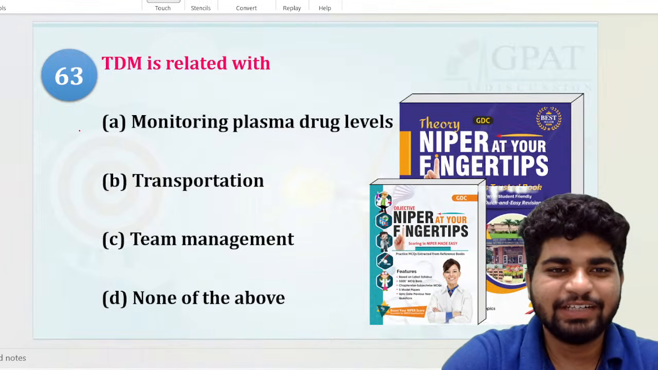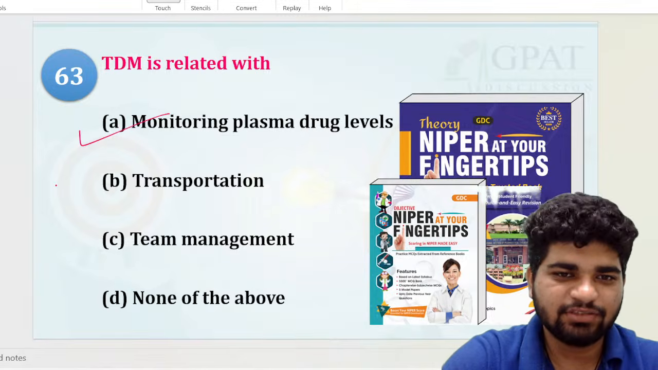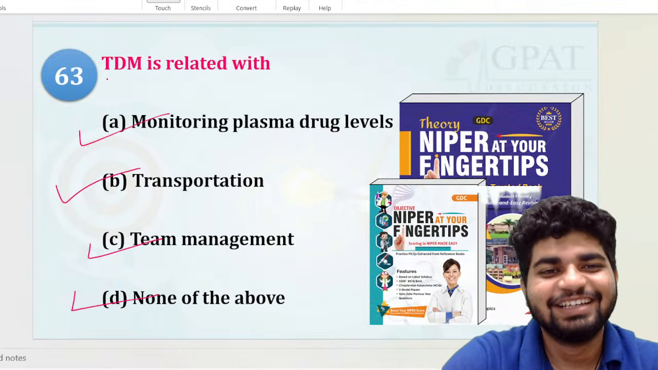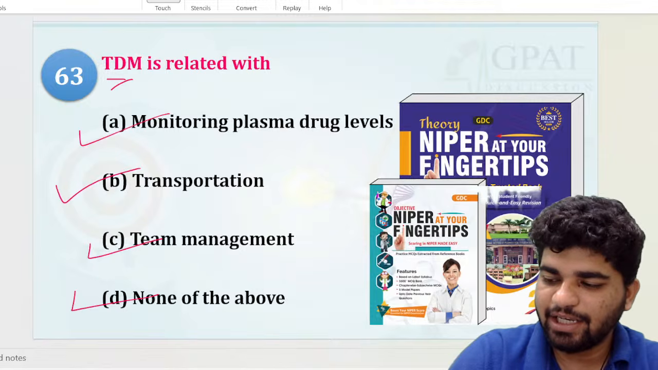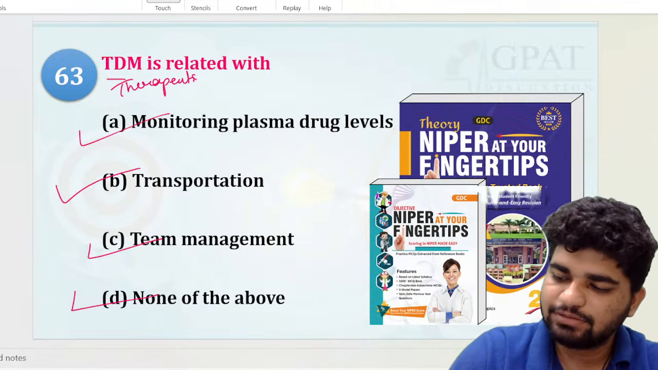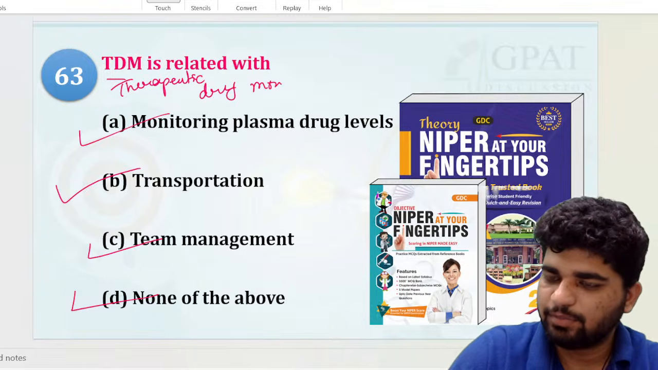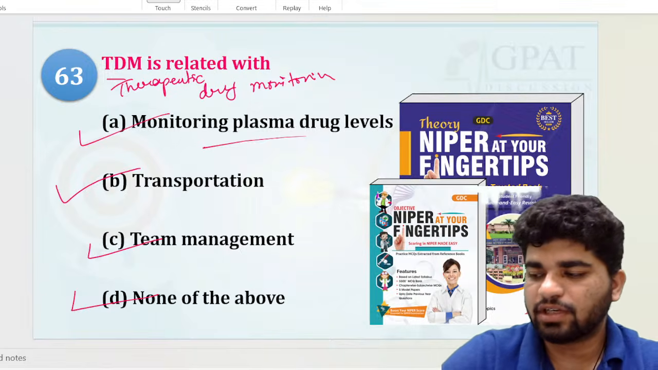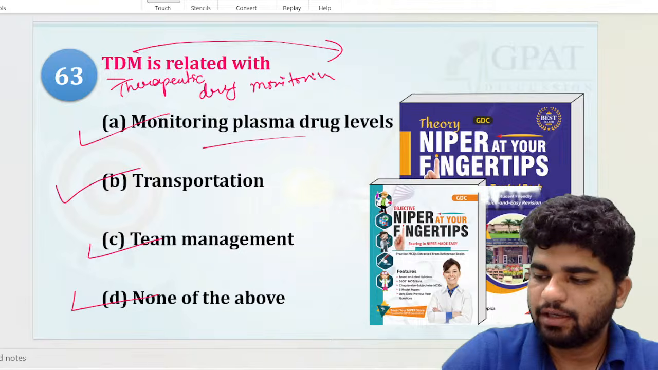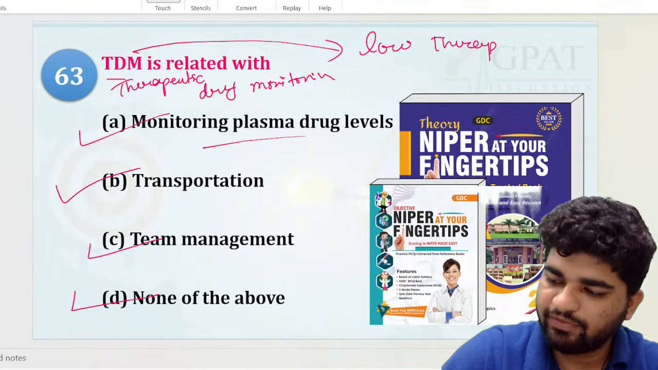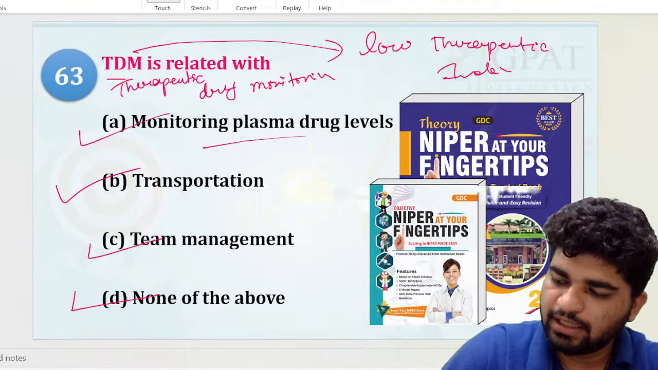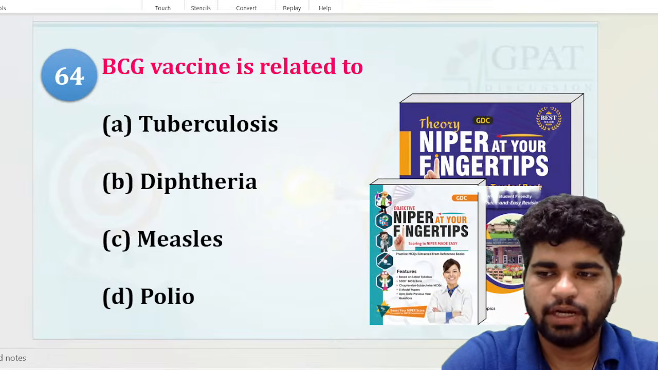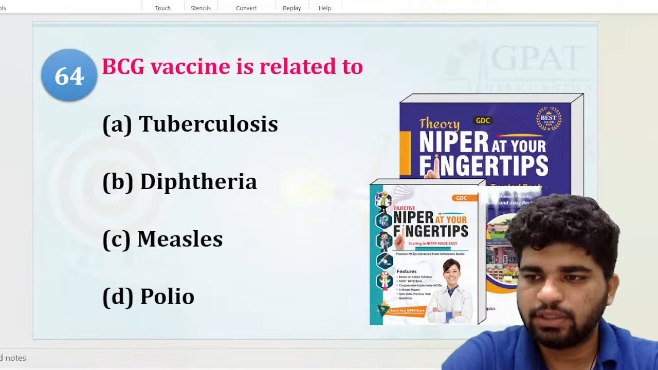Now, TDM is related with monitoring plasma drug levels, transportation team management, or none of the above. TDM, therapeutic drug monitoring. Simple. That is monitoring drug levels for those drugs which have a low therapeutic index. Only those ones, not every drug. Very nice.